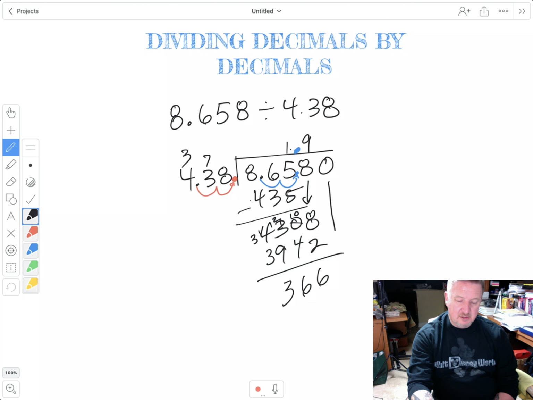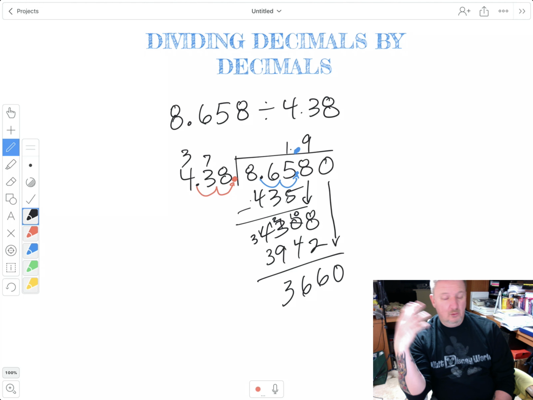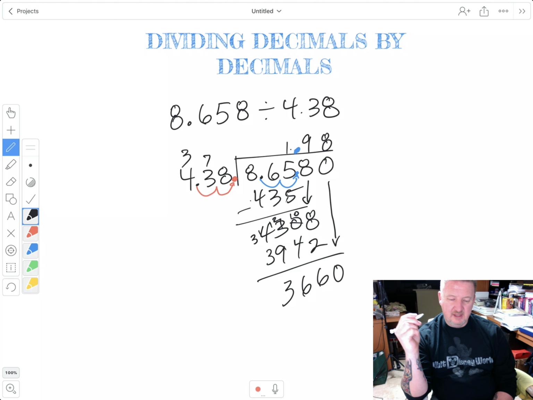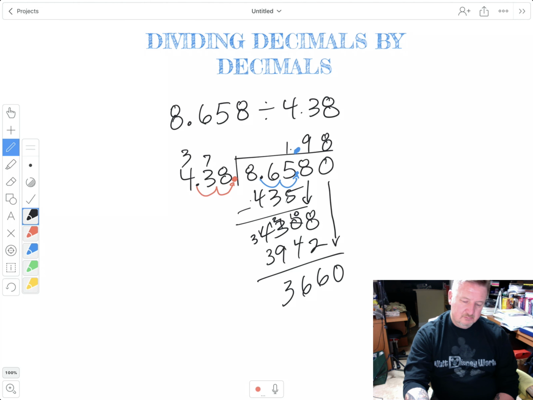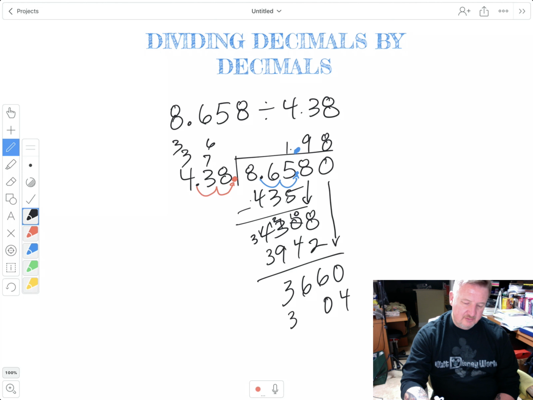We can add a 0 and keep dividing until either we get a pattern or it terminates. 4 will go in there. Let's see what I get. 39. I'm going to try 8. See what happens with that. 8 times 8 is 64. 8 times 3 is 24. That's 30. 8 times 4 is 32, plus 3 is 35. So it looks like I'm about in the right spot.